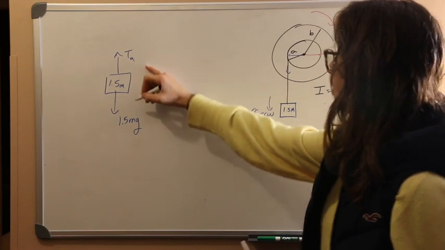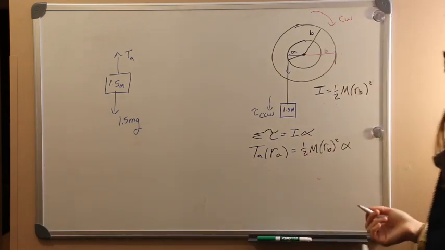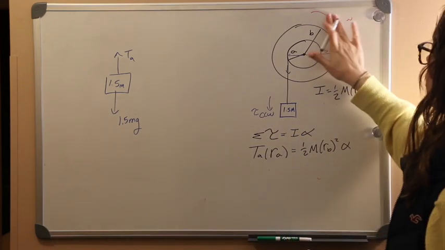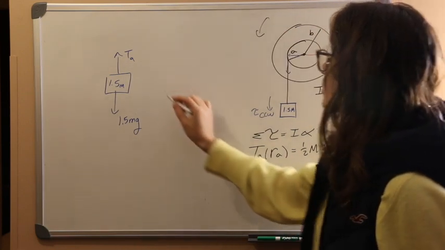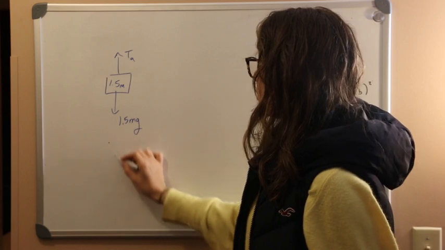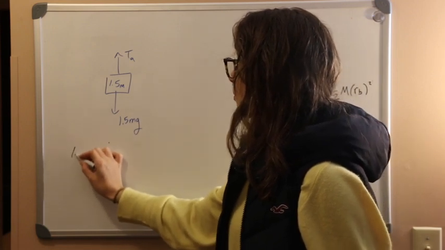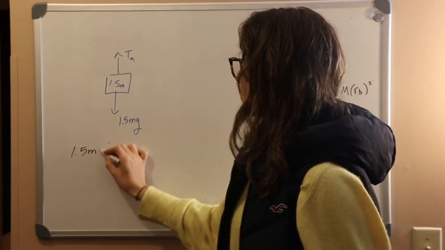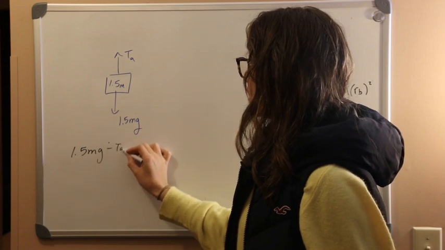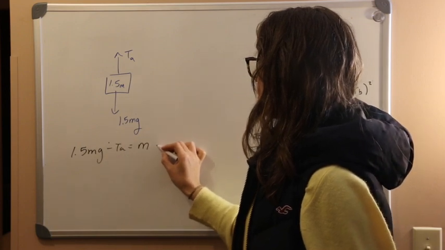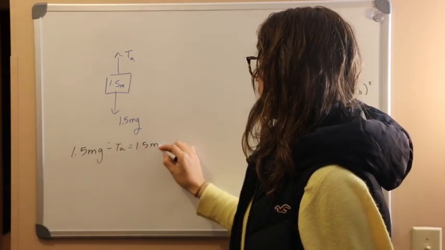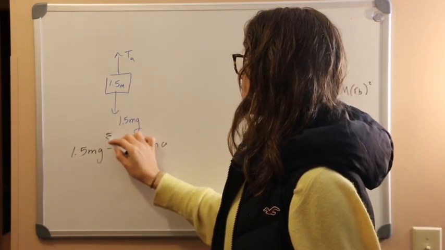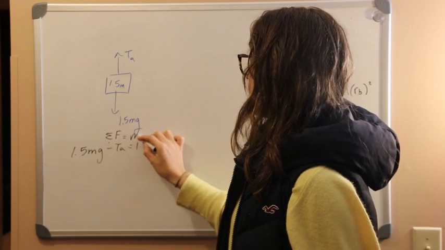Now over here, I want to think about which one's winning. In this case, there's only one mass, and so we're going to see our system move counterclockwise due to that mass. So our 1.5 mg will be winning. So down here, we're going to have 1.5 mg minus TA equals 1.5 m times A. So what I did there was I summed the forces, and I set them equal to ma.